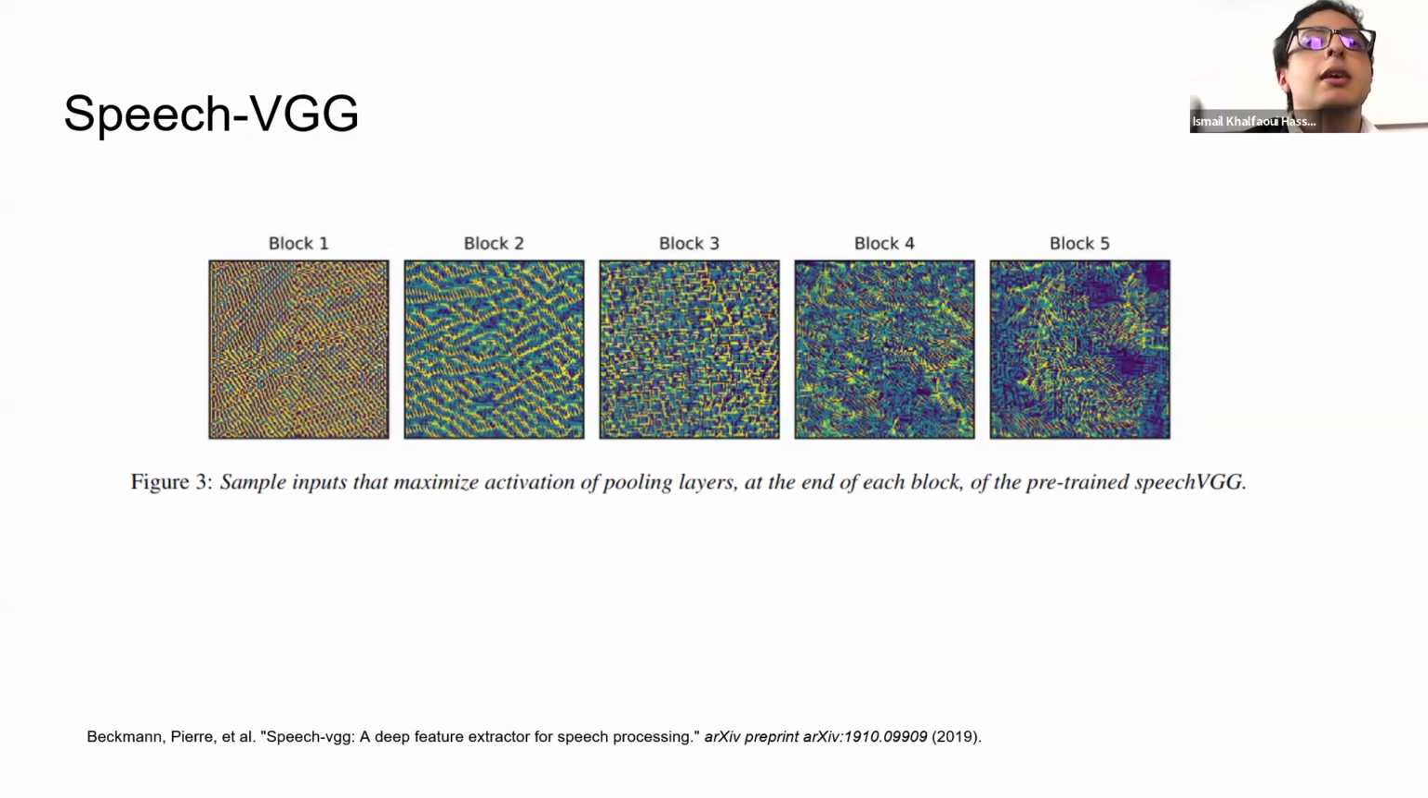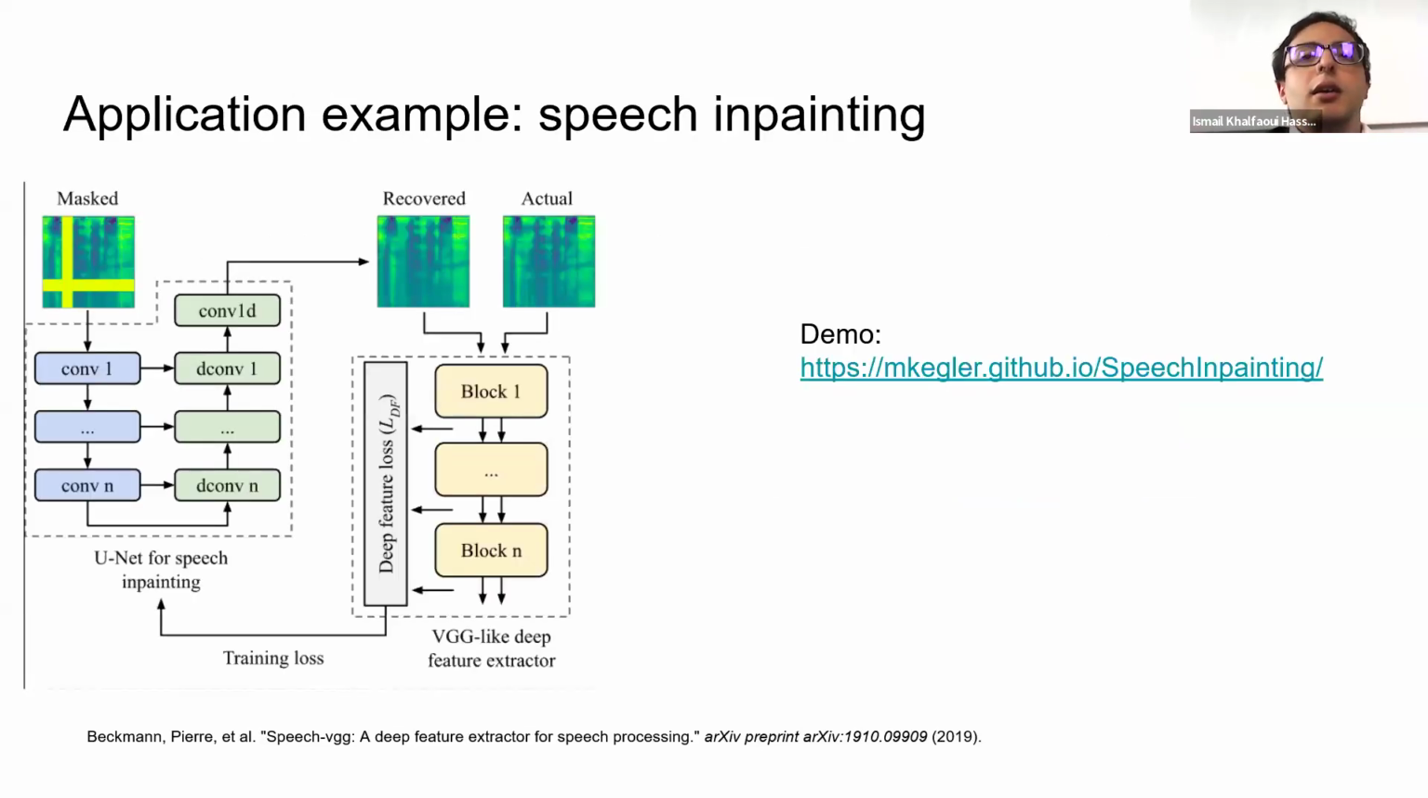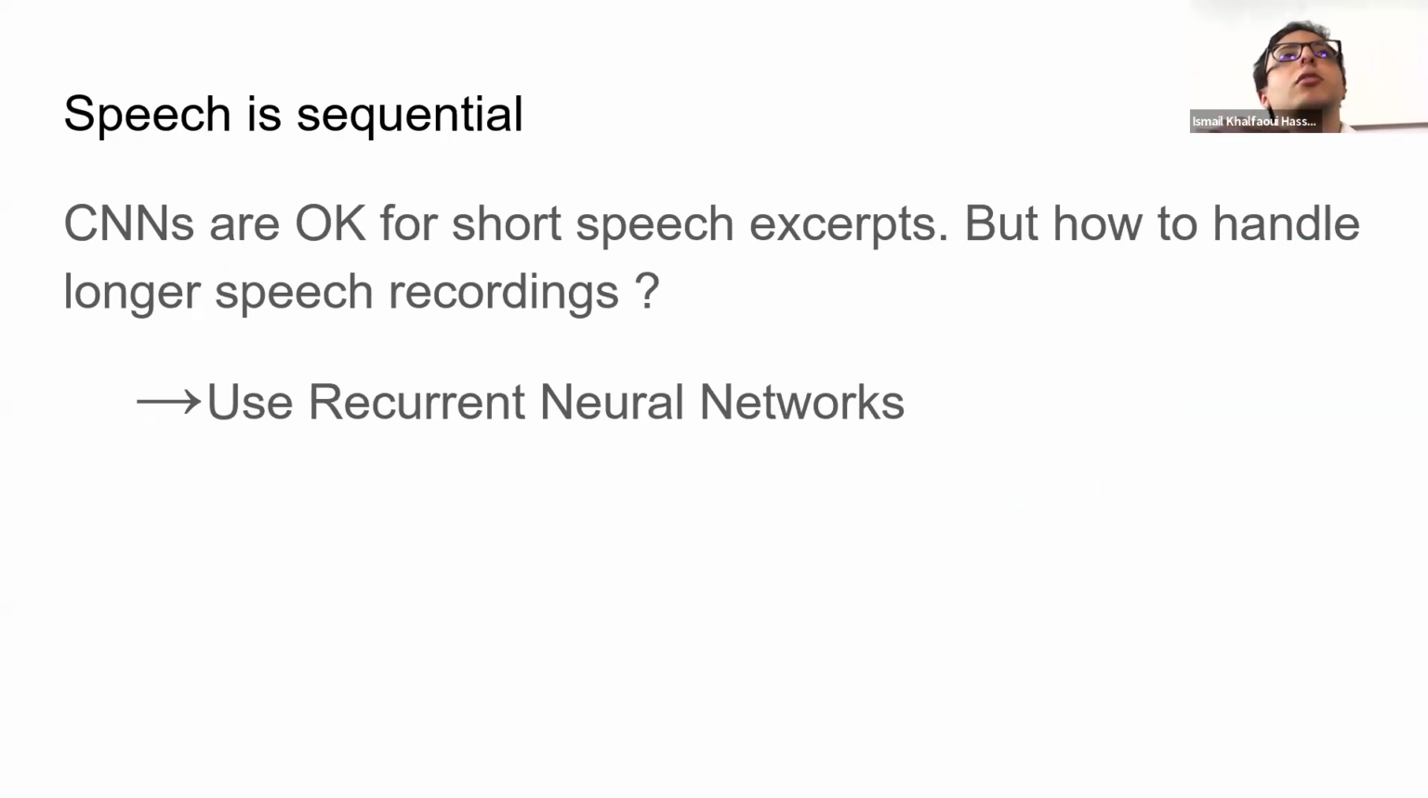As you can see, the neural network has learned at the end of training some patterns, and also has learned some input features that maximize the activation. I will skip this.